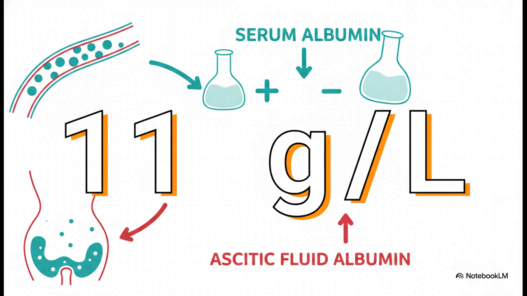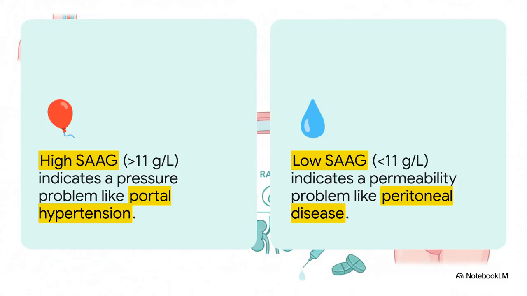It's just simple math. But the magic number here, the absolute critical clinical threshold you've got to commit to memory, is 11 grams per liter. So what does that number tell us? Well, a high SAAG, meaning a difference that's greater than 11 grams per liter, tells us the capillary wall is actually perfectly intact, the albumin is safely trapped in the bloodstream, but water is being violently forced out by high pressure. So high SAAG basically equals portal hypertension.